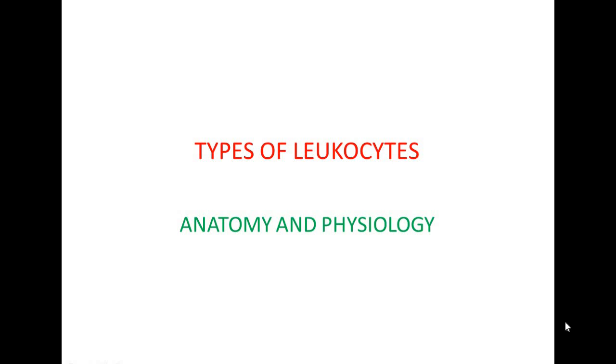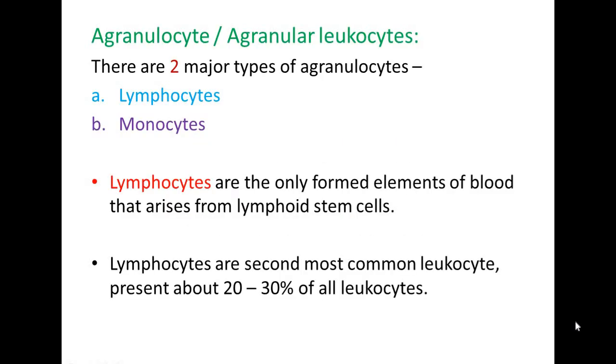Hello, today's topic is types of leukocytes. It's from anatomy and physiology. So let's discuss the types of leukocytes. Leukocytes are the white blood cells, or WBC.